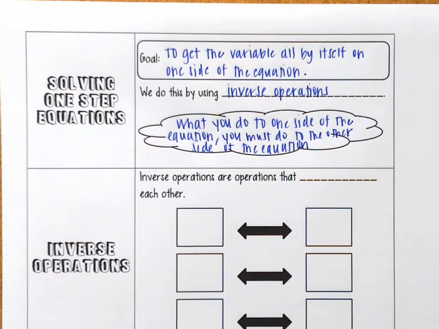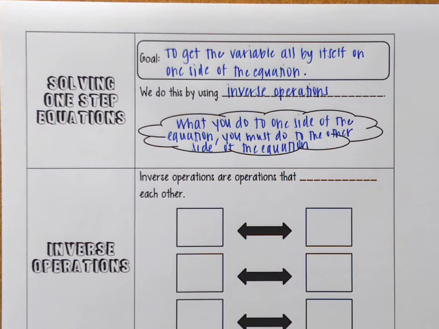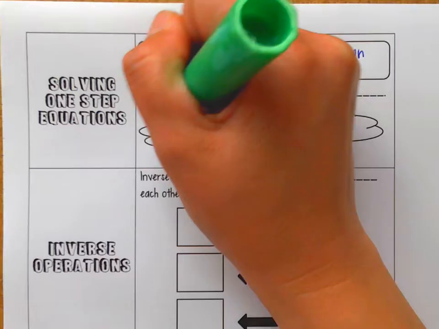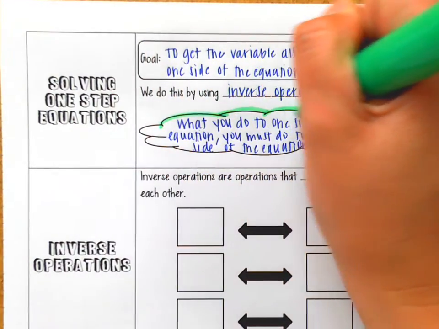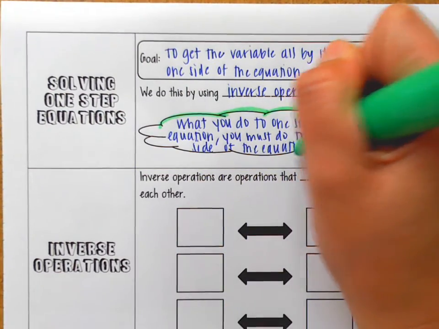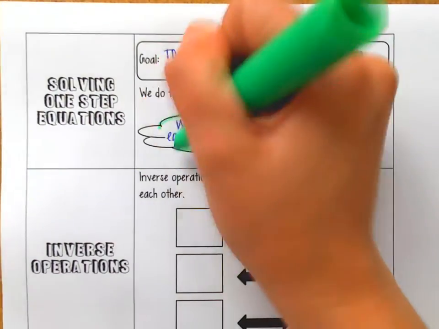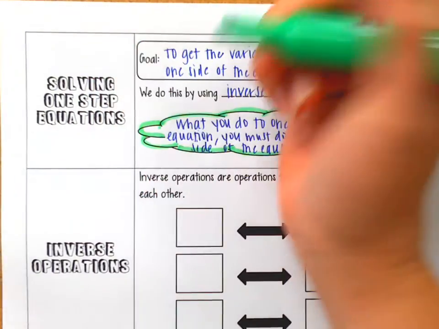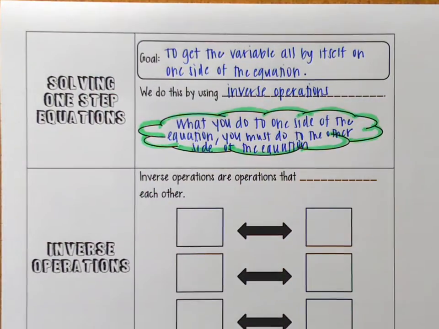The reason is, if you do something to one side of the equation, like use inverse operations to undo it and get the variable all by itself, but you're also doing it to the other side, you're not changing the equation itself. You're just rearranging it a little bit. If you don't do it to both sides, then you're actually changing the equation itself and making an entirely new problem. So it's super important that whatever we do to one side of the equation, we always do to the other side.